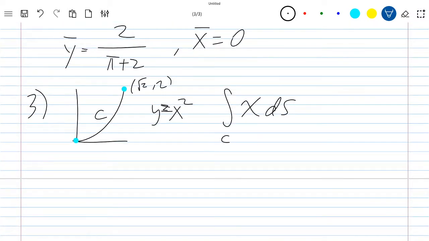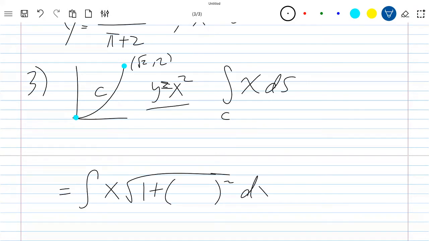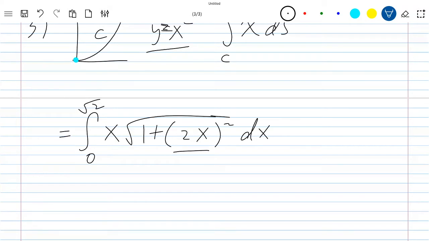Alright, what is that? Well, since this curve is given as y a function of x, we can just use x as our parameter. So you have the square root of 1 plus that square, and what is this? This is the derivative of y over x, so it's 2x, and x goes from 0 to root 2. Alright, so let's try it.